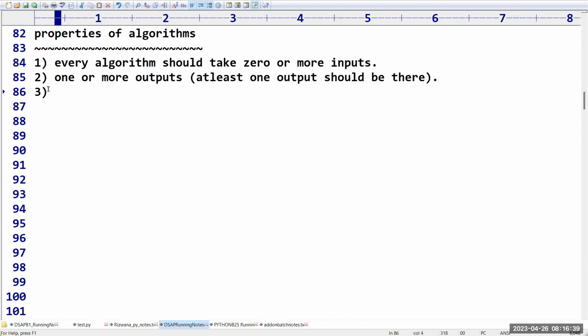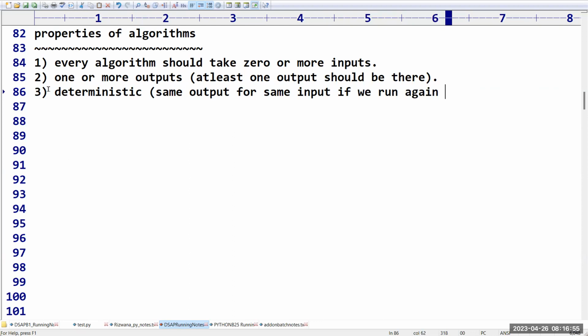Next, our algorithm should be deterministic. What is meant by deterministic? We have to get the same output for the same input if we run it again and again. For example, I am writing a program for calculating the addition of two numbers. The first time I give 1 and 1, my output is 2. After 1 year, I give the same input 1 and 1, and I get an output like 3. So it is not deterministic, and my algorithm is not correct.